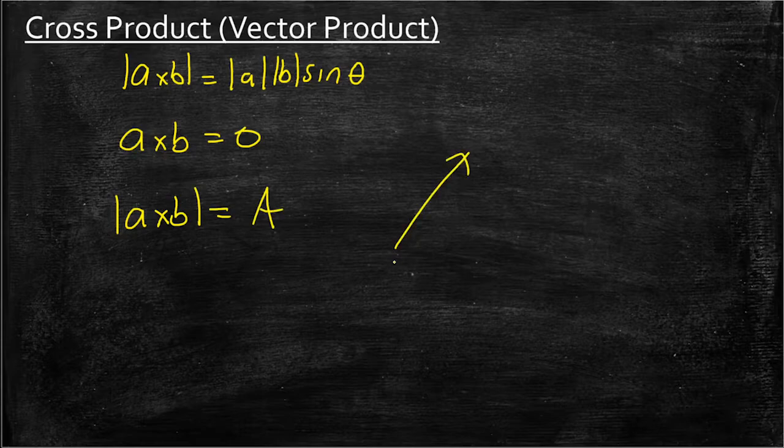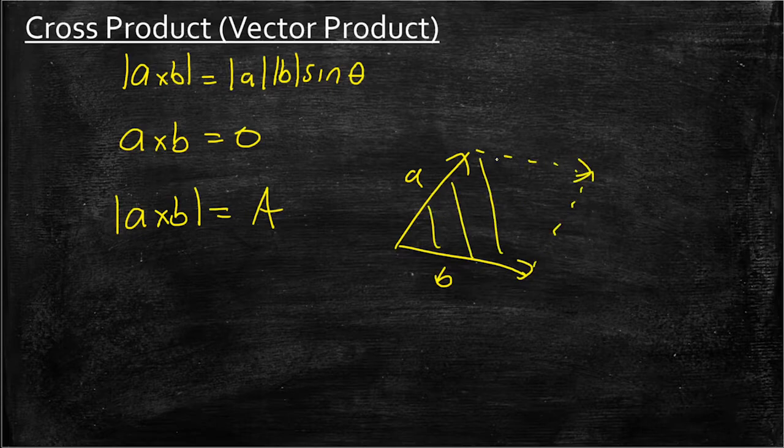So if that's vector A and that's vector B, if we projected those two vectors, the length of the normal vector will give us the area enclosed or determined by vectors A and B.